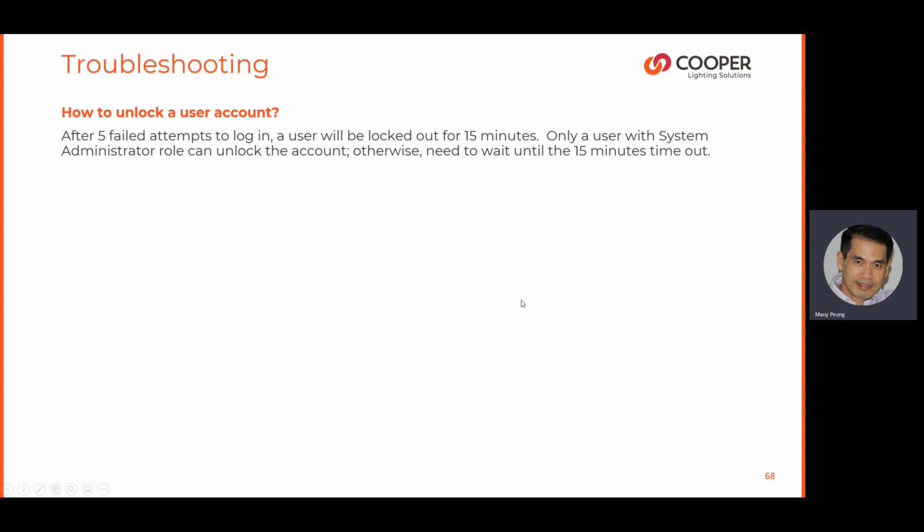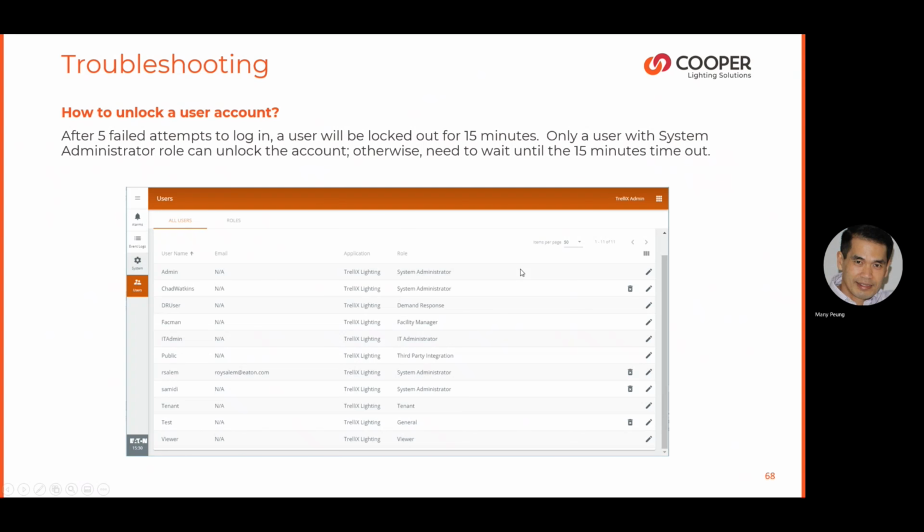Okay. Now, what happens if a user account gets locked? The way Trellix works is that if you try to log into Trellix and you forgot the username and password, and you try 5 times, then your account will get locked out for 15 minutes. Only a user with the system administrator role can unlock the account for you. Otherwise, you have to wait until the 15 minutes expire before you can try again with the right username and password.